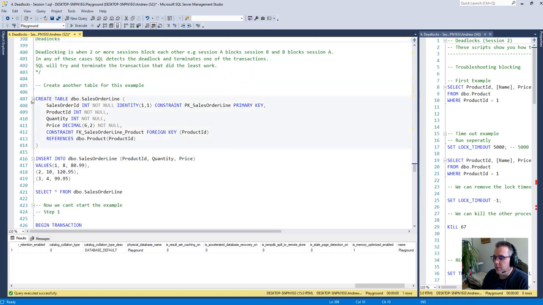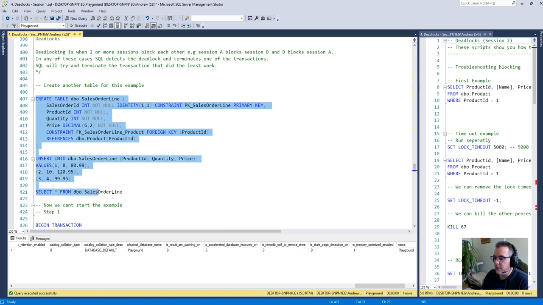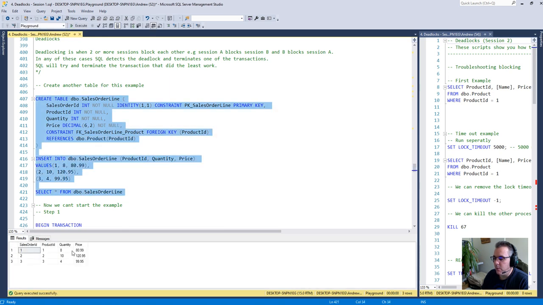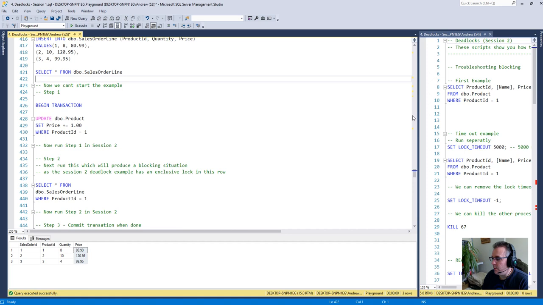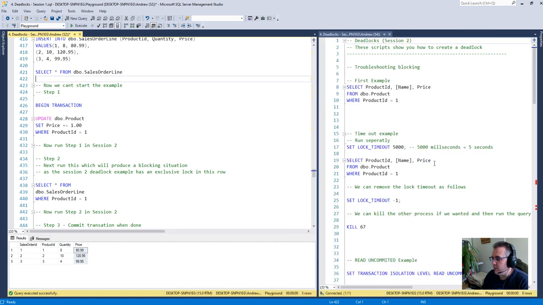So what we're going to do is create a sales order line. We're going to insert data, and we're going to look at what we've got. So we've got a sales order 1, 2, 3 with some product IDs, the quantity of them, and a total price. So now we can start the example of a deadlock, let's have a look.